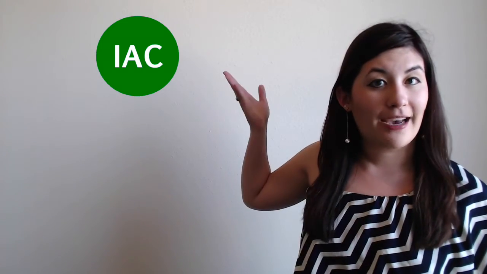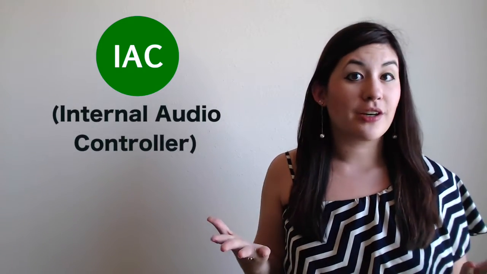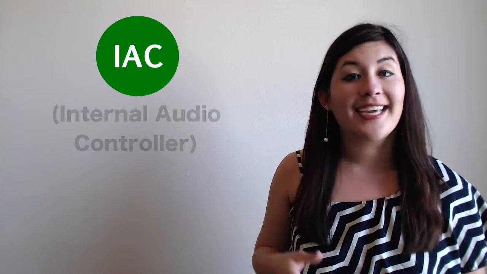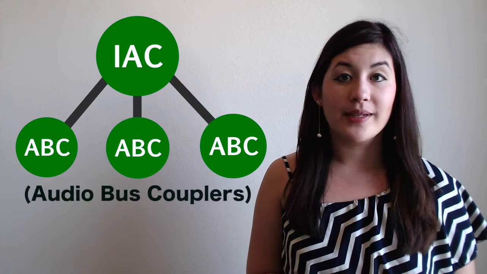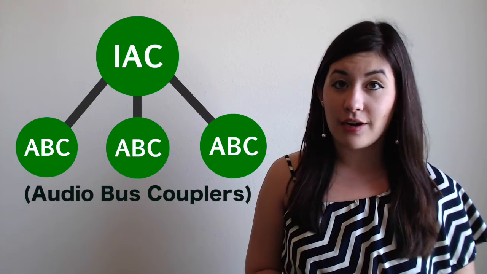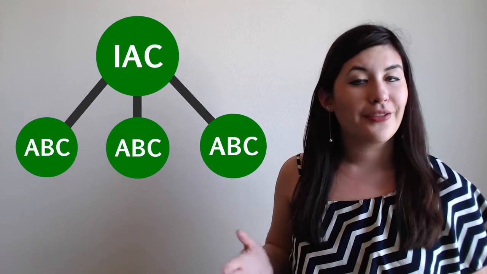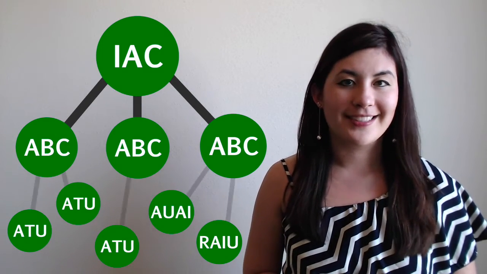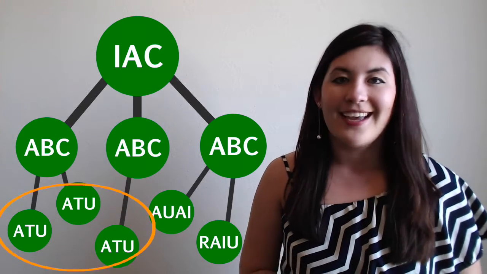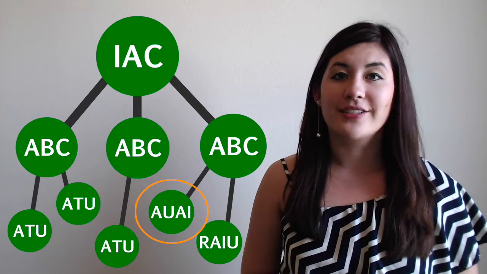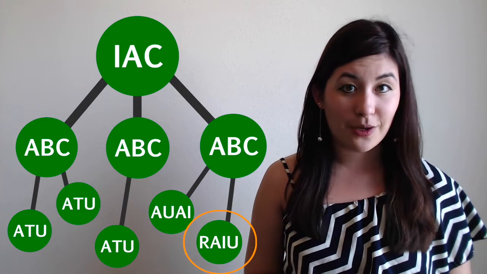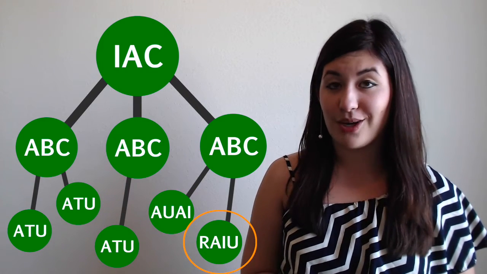I've gone over it in bits and pieces before, but our audio system is structured like this. On top, we have our IAC, which is the one in charge of the overall audio system. The second level are our ABCs, which is audio bus couplers, and they're the ones that actually route all of our voice and our caution warning tones. Now, below the ABCs are our actual audio boxes. This can be ATUs, our AUI, which is our S-band audio channels, as well as our EVA audio channels, and then our RAUI, which is our KU-band audio channels and our Russian audio channels.